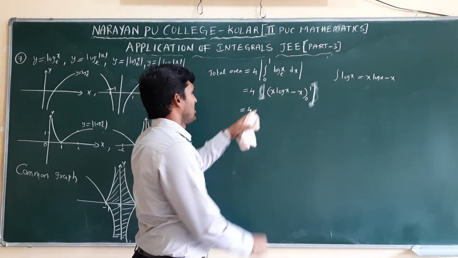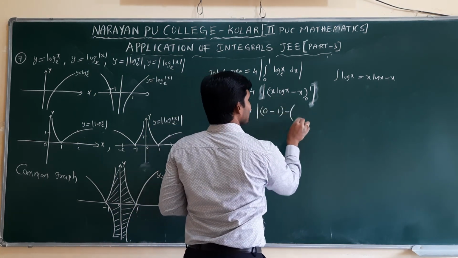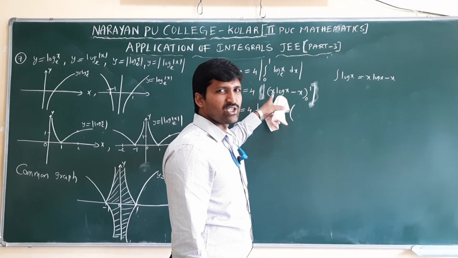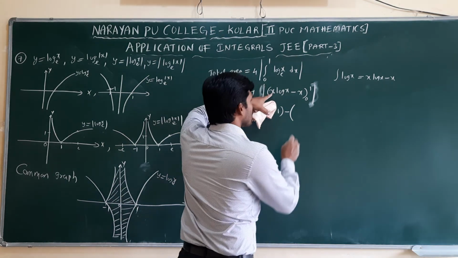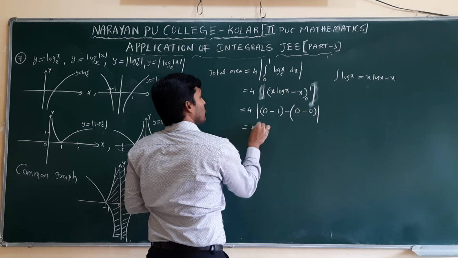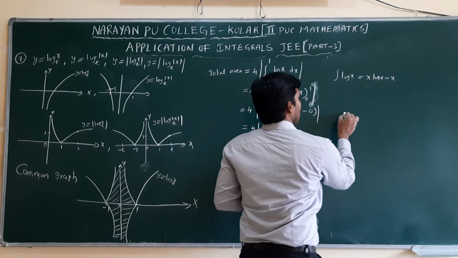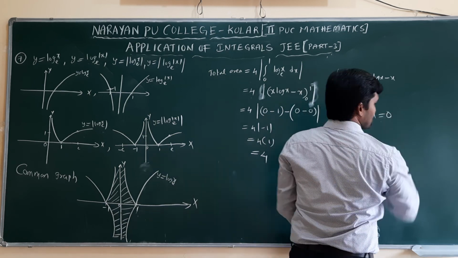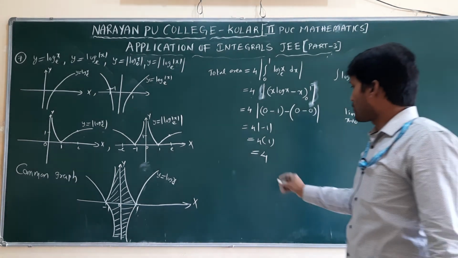Next we have to substitute limits. Upper limit 1: log 1 is 0, minus 1, minus of, don't substitute 0 here directly, condition-wise. When x is tending to 0, 0 into some log never is 0 because log 0 is not defined. So here, tending to 0 means this value will always be 0, minus 0. So here 4 into mod of minus 1, 4 into 1, answer is 4 square units. Reason: when the limit tends to 0, x log x value is always 0. So the answer is 4 square units. That is option A, the correct one.